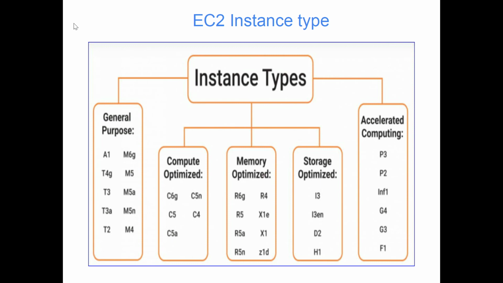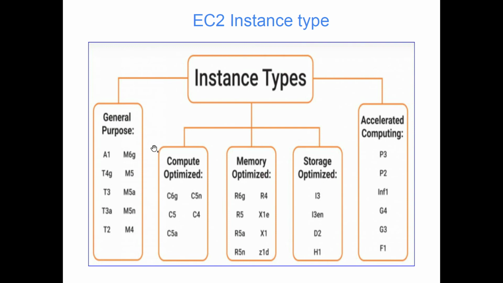The first category is general purpose, and there are different names like A1, T3, T2, M4, M5, M5A, M5N. First of all, you don't have to remember all this. That's not required. When you launch the system, it will display the name over there, and along with the name, it will display the configuration as well. Configuration is nothing but how much hard disk and how much RAM. So you can choose at runtime which instance type you want to go with.